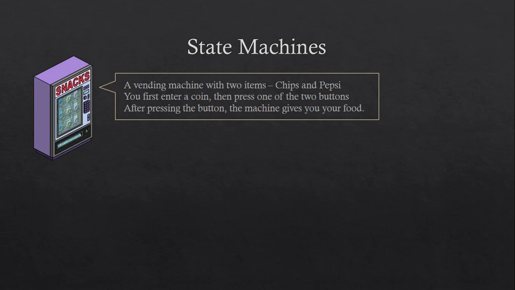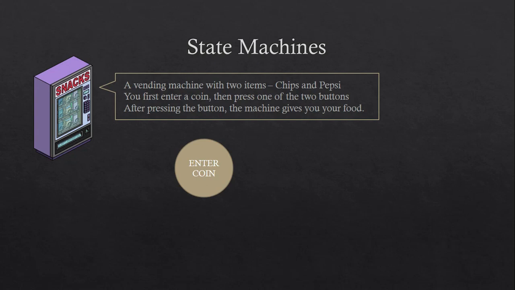The way the machine works is that you first enter a coin and then press one of the two buttons. You either press chips or you press Pepsi. And after pressing the button, the machine gives you the food and it goes back to the original state. So anyway, what we have here is the initial state. The state where the machine is expecting any user to enter a coin.